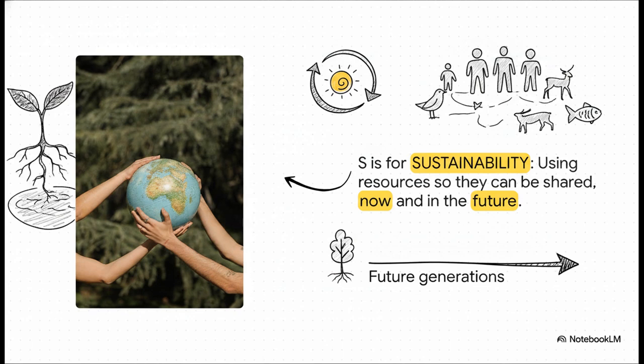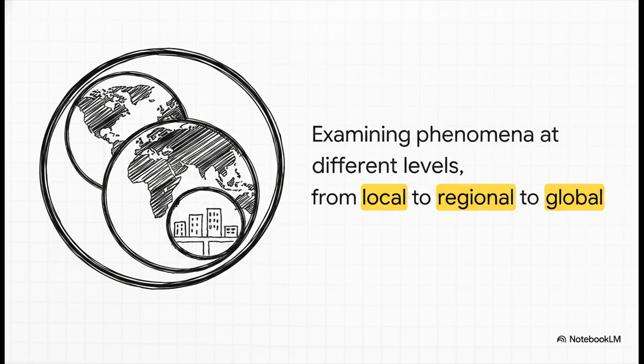This is all about thinking long-term. Are we using our planet's resources in a way that makes sure they'll be around for future generations? For all people and all living things? It's a huge question. And the final S is for scale. Think of this like the zoom lens for our geographer's camera. Looking at an issue like climate change at a local neighborhood scale feels way different than looking at it from a global perspective, right? Changing the scale completely changes our understanding.